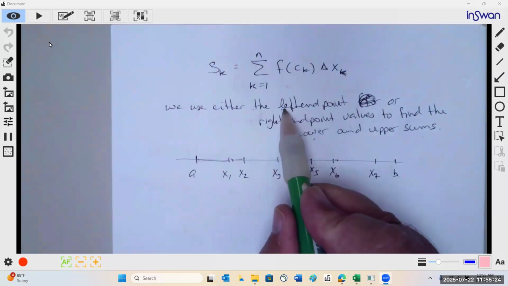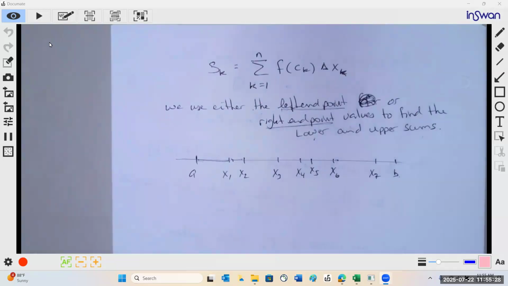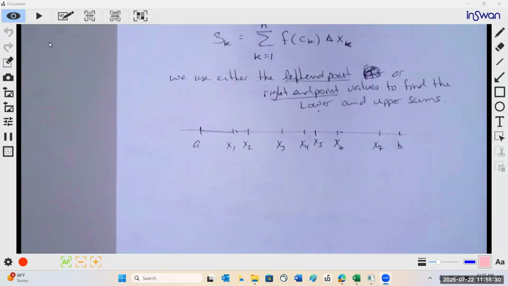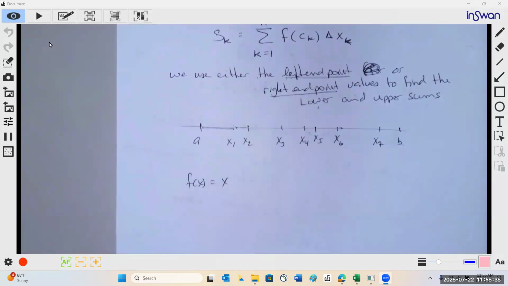So, depending on which endpoint we use, for example, let's say our function was x.